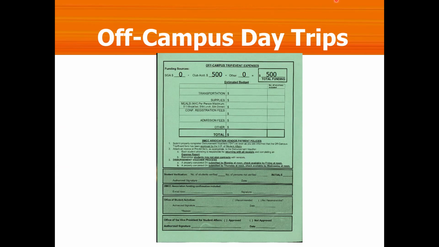Next, provide information on how much each budget item costs. Is there a transportation cost? Are you buying supplies? Will you be spending money on meals? Is there a registration fee for a conference? Is there an admission fee for entry into the venue that you are visiting? Is there anything else that you're paying for? And how much? If not, write 0. And then total up all of the expenses.